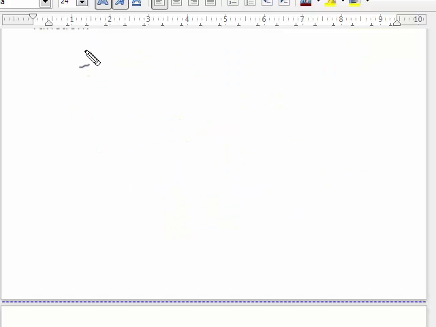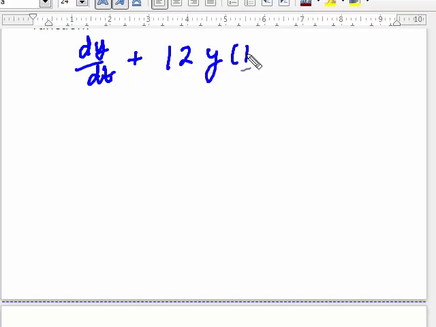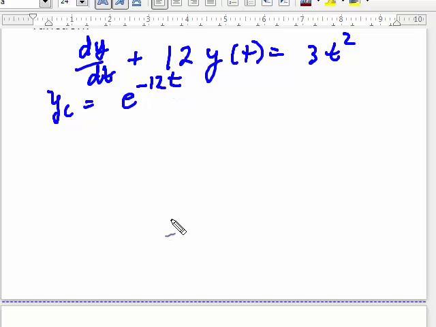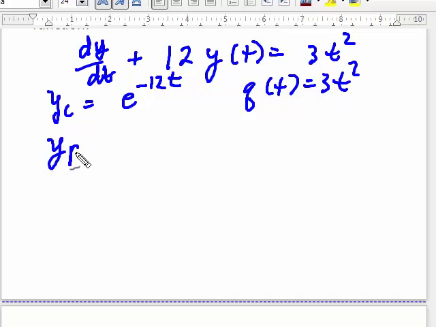Okay, I have to rewrite this, but that's okay. So I've got dy by dt plus 12y of t equals 3t squared. So the complementary solution was e to the minus 12t. Okay, and our q of t is 3t squared. What happens if I say I'll just let the particular solution be some constant a times t squared, and why bother with those others? Well, this shows you also how you have to choose or evaluate the coefficients.